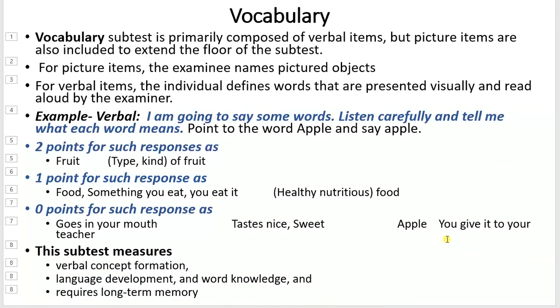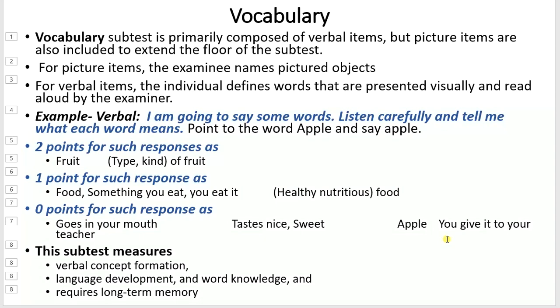So, the second test is vocabulary. This is primarily composed of verbal items, so words are there and one has to define the words. But the Wechsler Adult Intelligence Scale is capable of measuring IQ from 16 years to 90 years 11 months, so some picture items are also included to extend the floor. Floor means the lower score. If some individuals have very low ability, say mentally challenged individuals, their ability can also be assessed. Therefore, some picture items have been included.